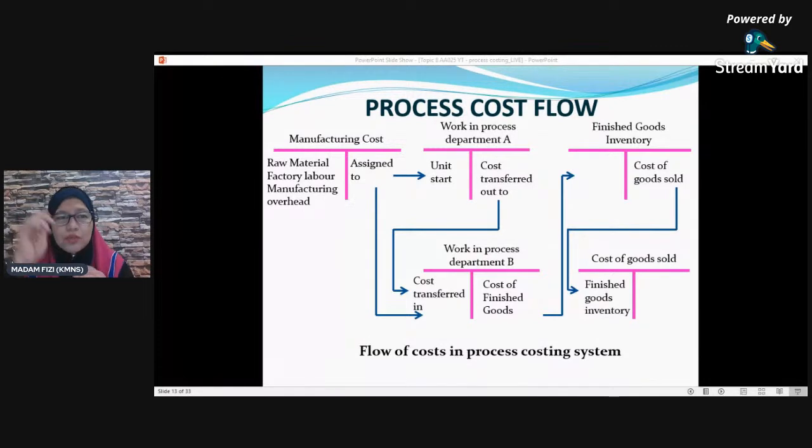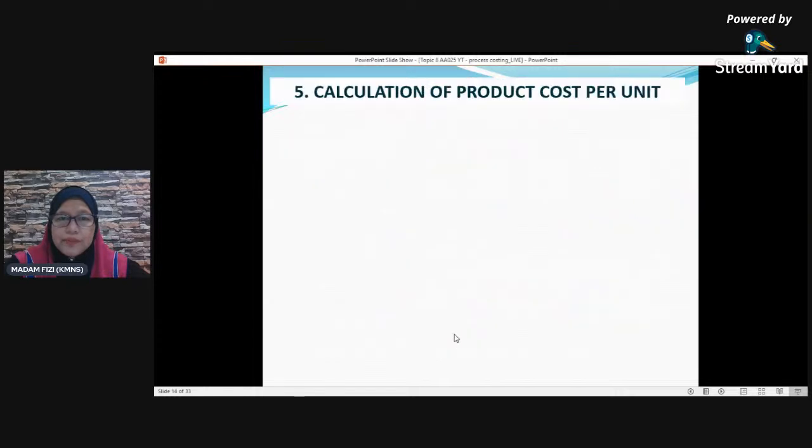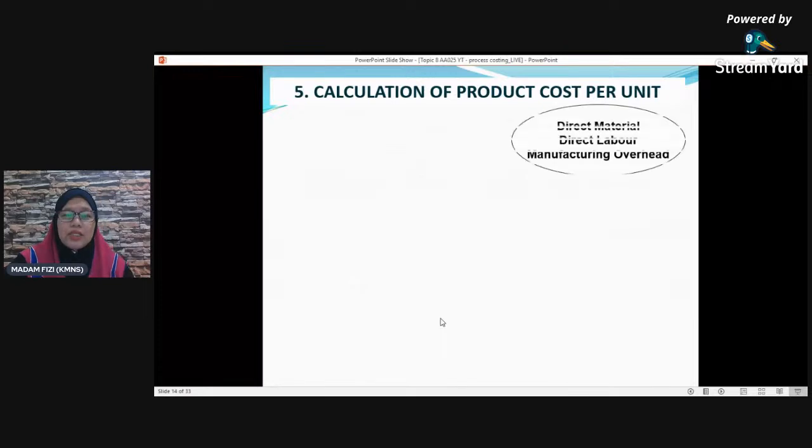Saya nak tengok respon. Ada tak yang faham pasal cost flow? I hope that everybody will understand the cost flow, sebab lepas ni kita nak buat kira-kira. Bila nak buat pengiraan tu, that's why you have to understand. So, kita continue with the calculation of product cost per unit. Now, as usual, we have to start with direct material, direct labor and manufacturing overhead.